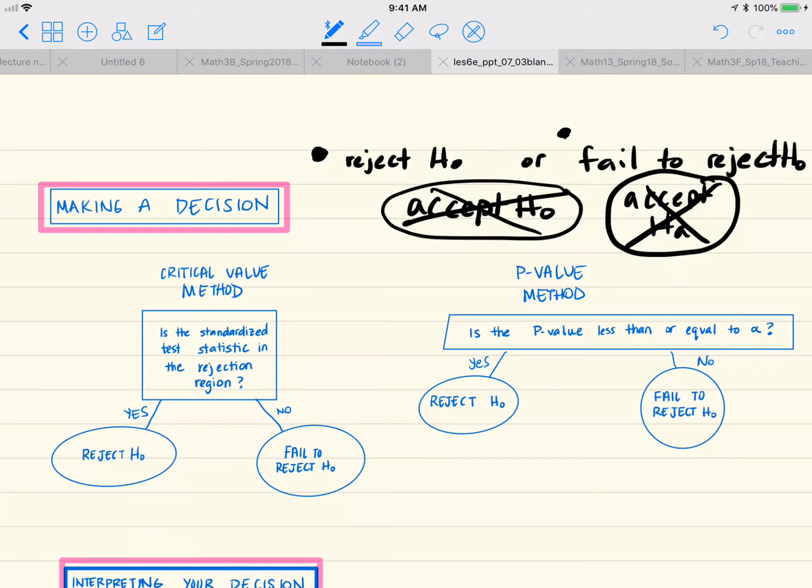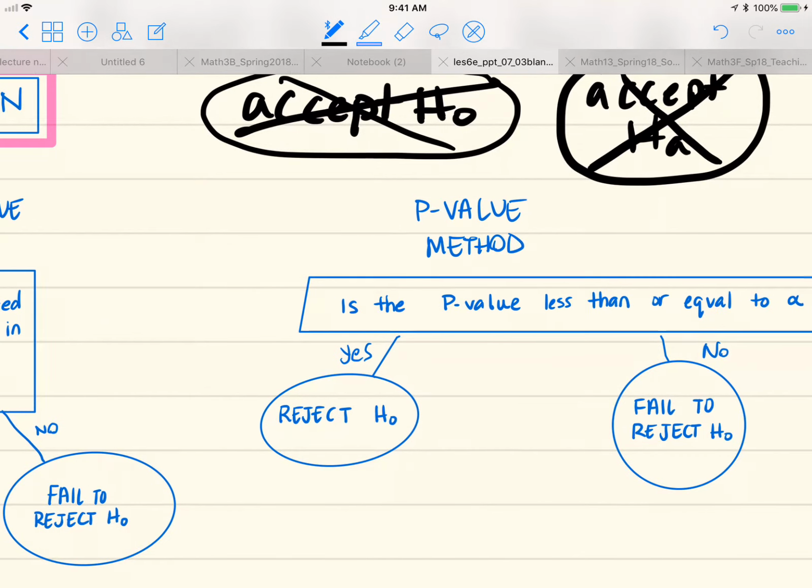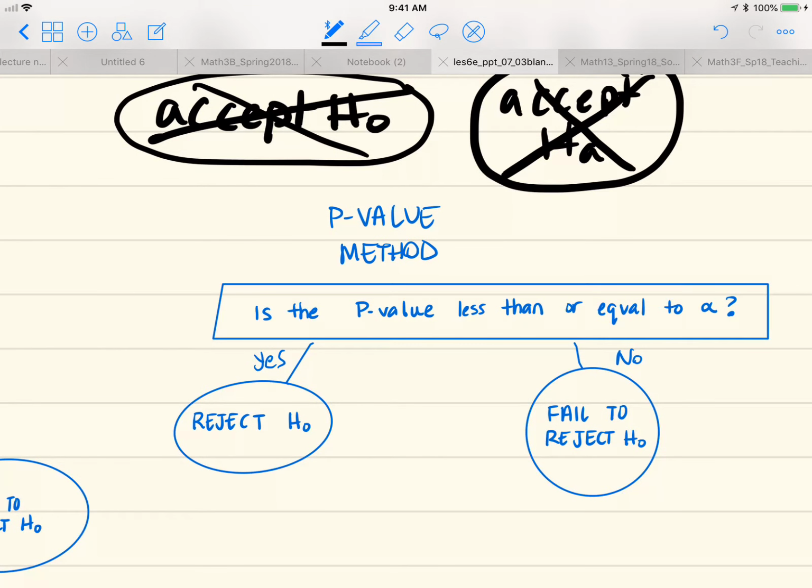And now how you determine whether you're going to reject H naught or fail to reject differs based on the method that you're using. So if you're using the p-value method, you just ask yourself one simple question.